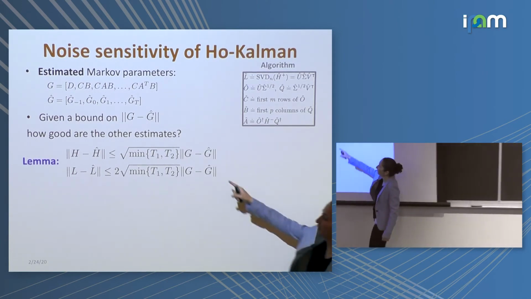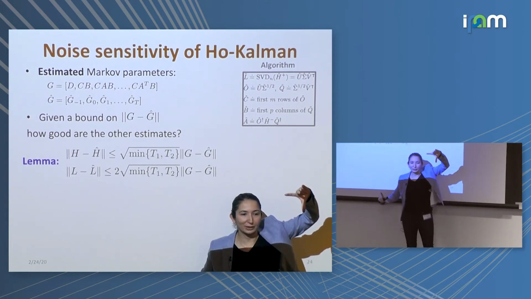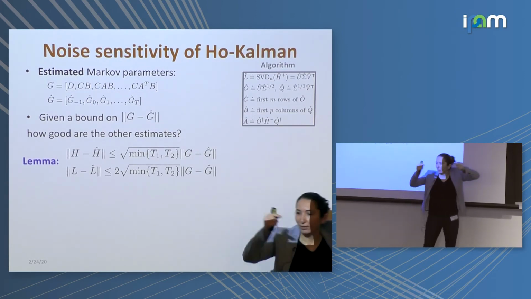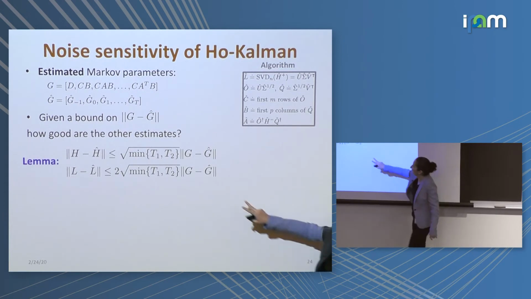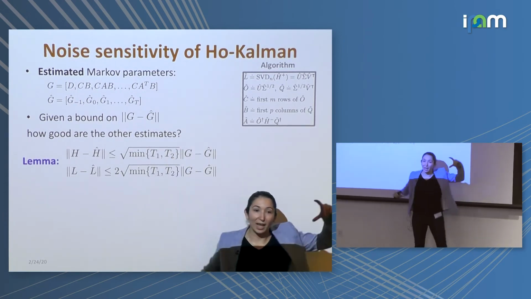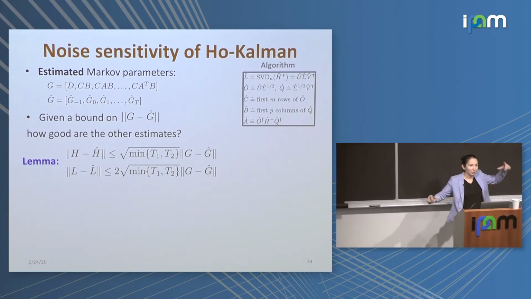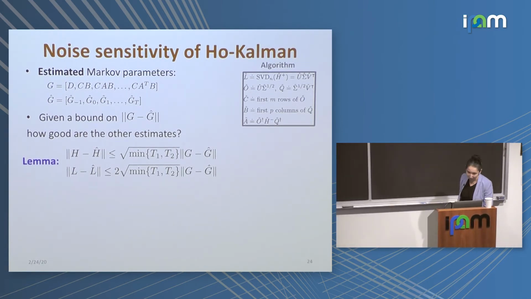And this T1, T2 is how you choose the size of your H. How many columns you have, how many rows you have. And this T1, T2 should be larger than n, so that you get at least rank n when you do the SVD.